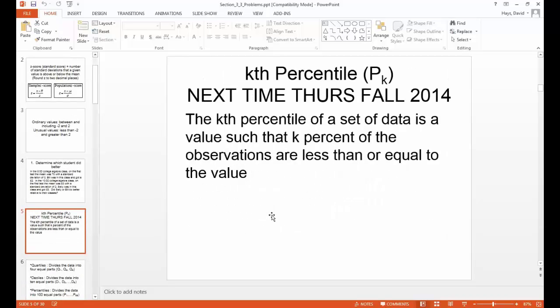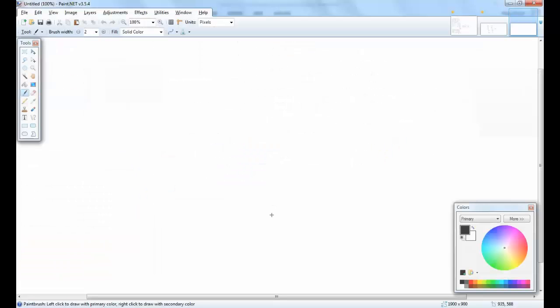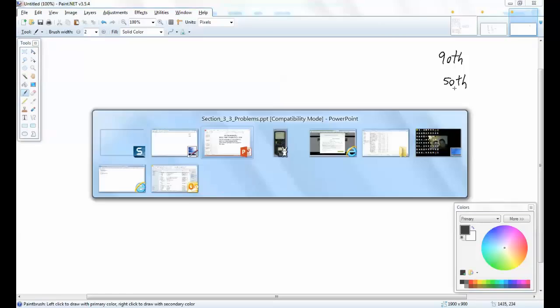Okay, kth percentile. The kth percentile of a set of data is a value such that k% of the observations are less than or equal to the value. For example, if I was in the 90th percentile, what that would say is my score is better than 90% of the people. If I was in the 50th percentile, then my score is better than 50% of the people.